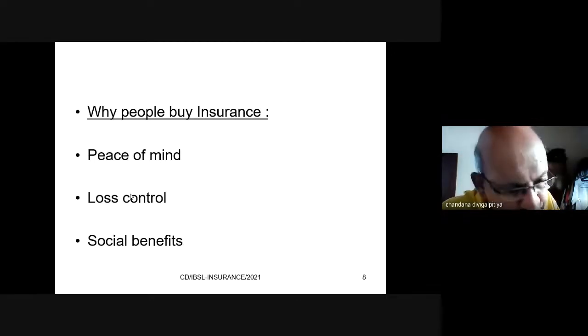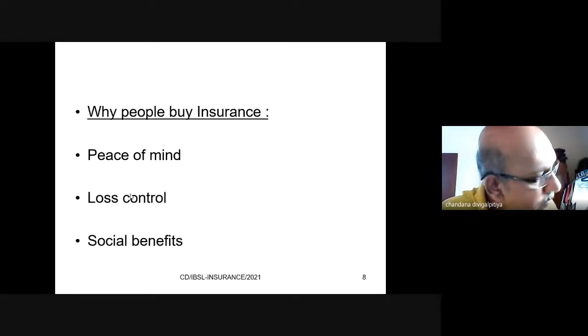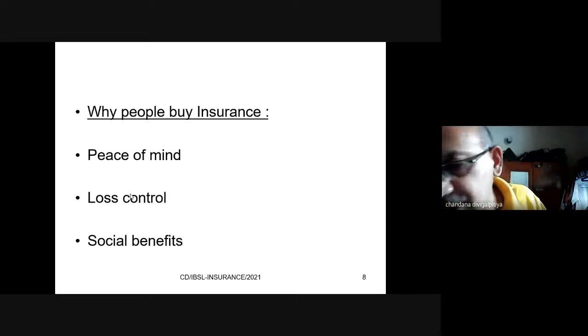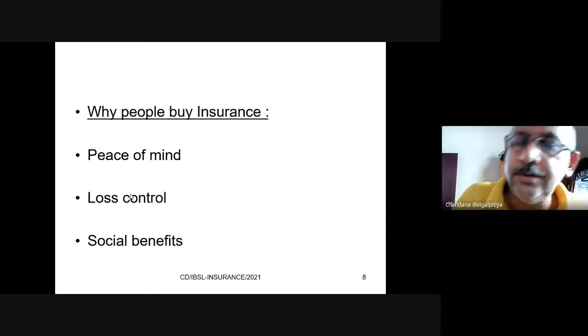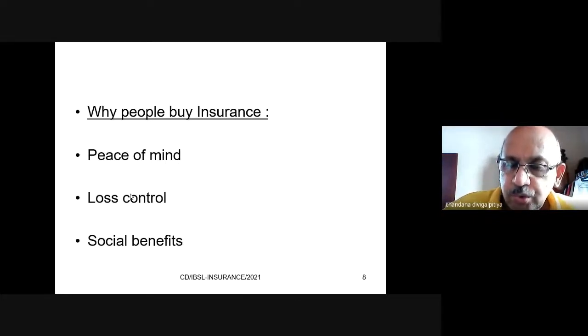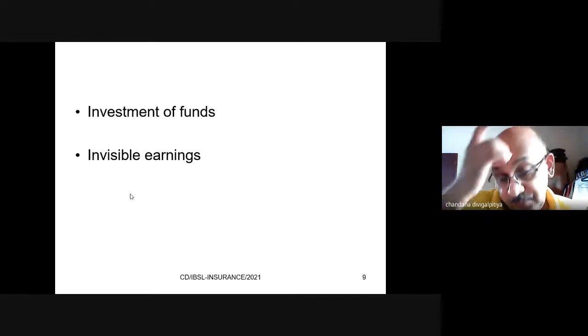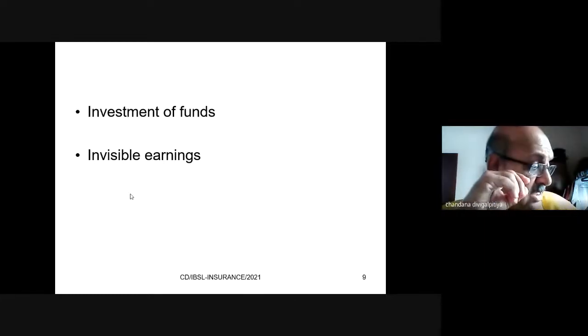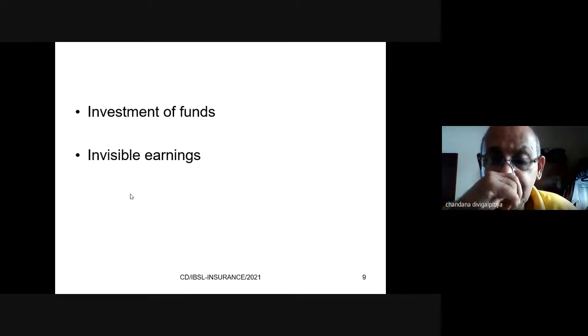Very relevant question. Why do you want to buy insurance? Right? Why do you want to buy insurance? Why can't you, or is it possible to live without insurance? These are five of the reasons, or maybe more, why researchers have found people buy insurance. Peace of mind, loss control, social benefits, investment of funds, and invisible earnings. Right? These are some of the areas why people tend to buy insurance.